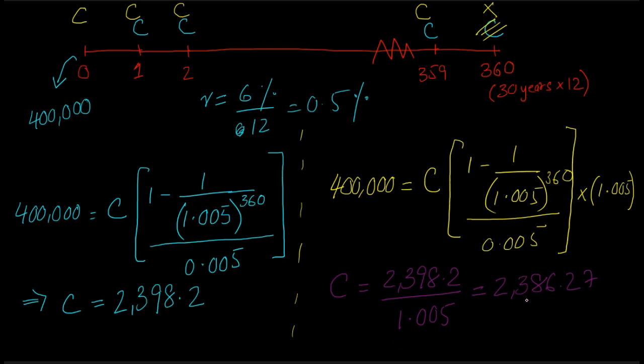And so you shouldn't be surprised that the payment that you have to make here is $2,386, which is about $12 per month less than you would have made in the situation where your first payment was due 1 month from the time you got the mortgage. And so this is how you can solve for monthly payments, both for situations where payments are due 1 month from the time you take the loan, and also when the first payment is due on the exact same date as you take on the loan.